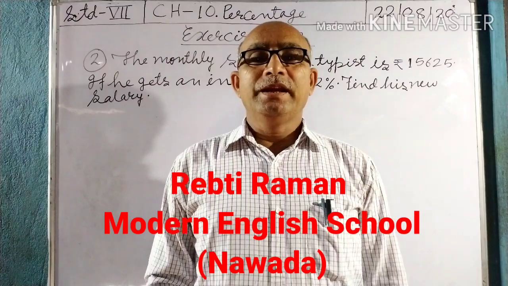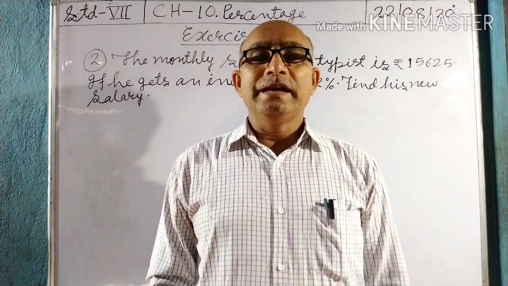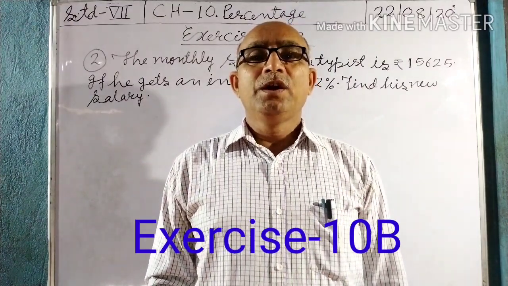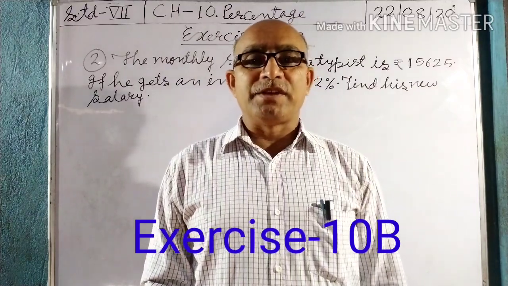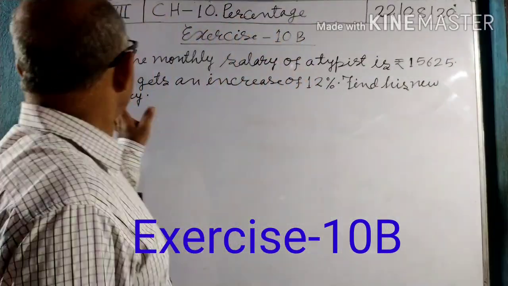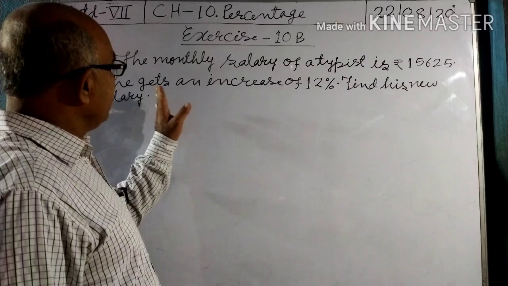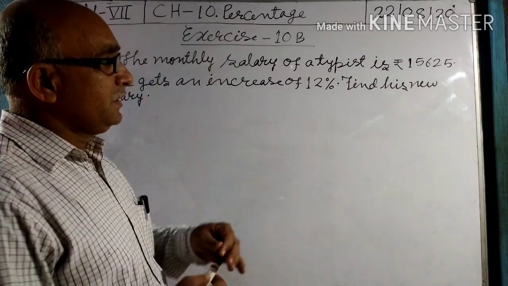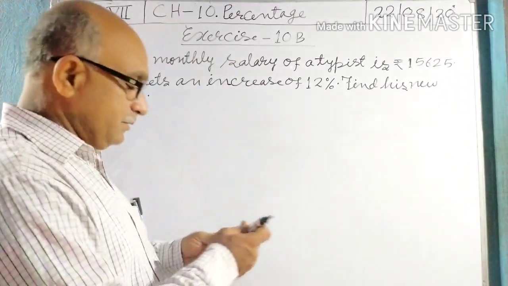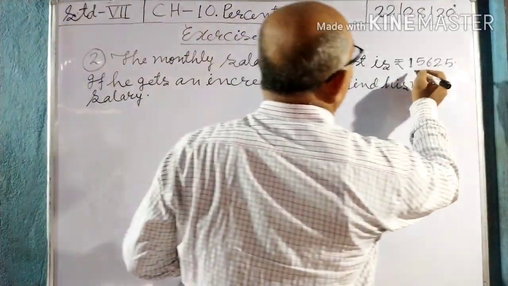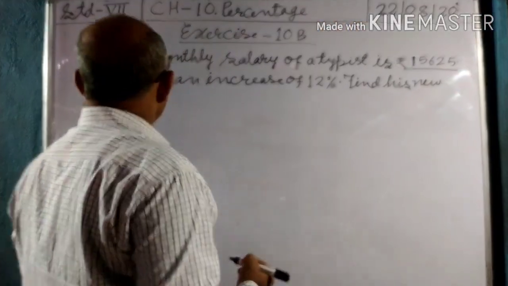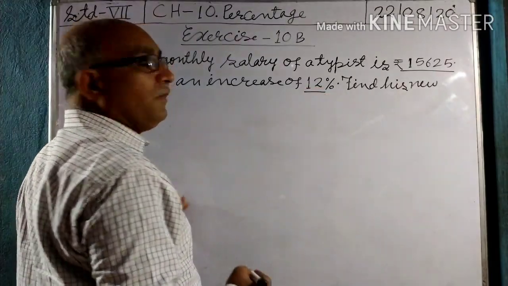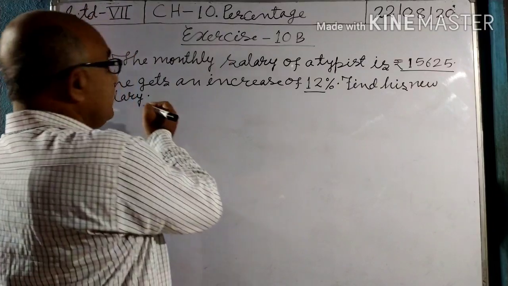Students, today I shall solve exercise 10B of chapter 10, percentage. Question number 2 is written here. The monthly salary of a typist is rupees 15,625. If he gets an increase of 12%, find his new salary.